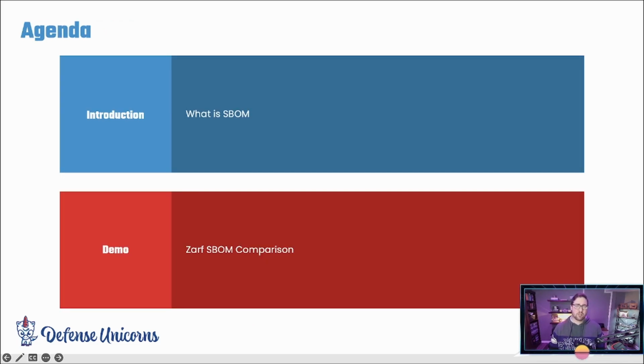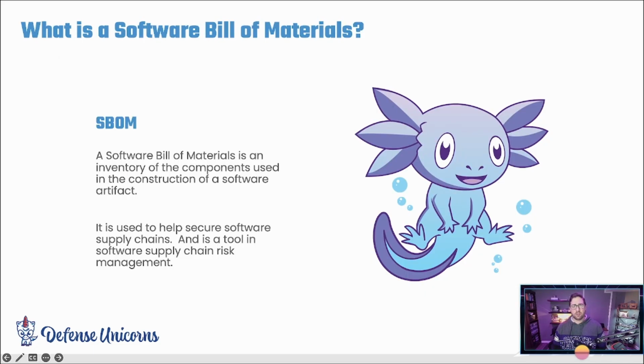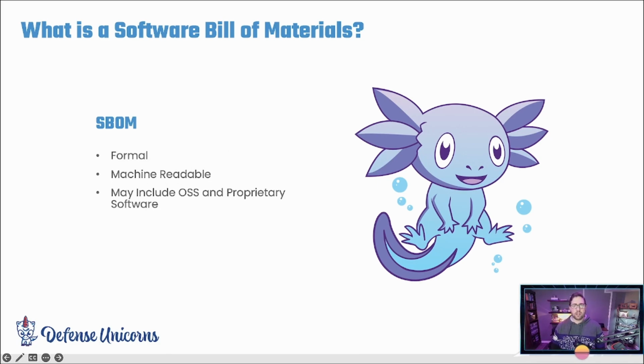So today, we're going to talk about what is a software bill of materials, and then we're going to demonstrate the SBOM Comparison tool in Zarf. A software bill of materials, or SBOM, is all of the metadata about a particular software artifact that could include its dependencies, its authors, anything that could help protect the software supply chain. So for example, a CI/CD system may have a policy engine that looks at this metadata, this software bill of materials, to make decisions about whether a piece of software can be deployed.